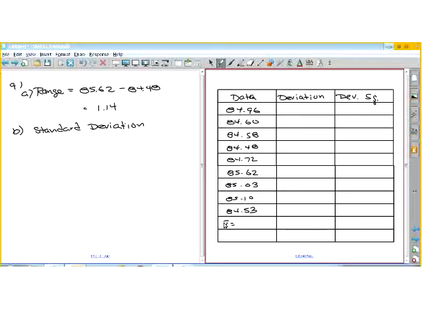85.62, 85.03, 85.1, 84.53. I get 700. No, that's right. And divide by 9. And I guess you get 84 or 85 since all the numbers are 80. The value is 84.85. Okay, so that's the mean. So now we're going to take these numbers and subtract that number.